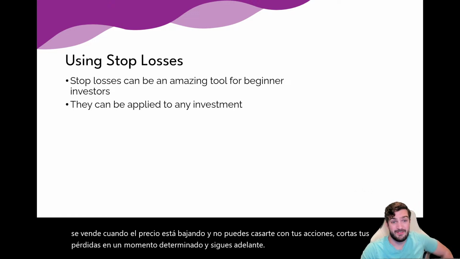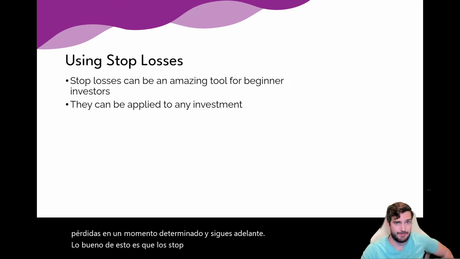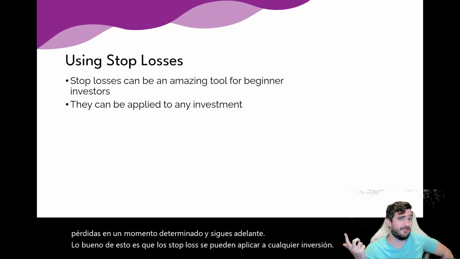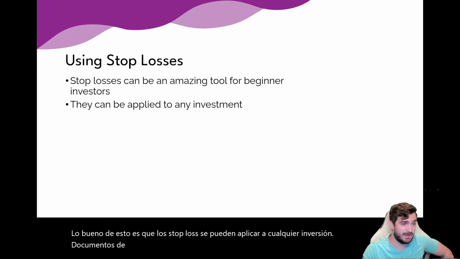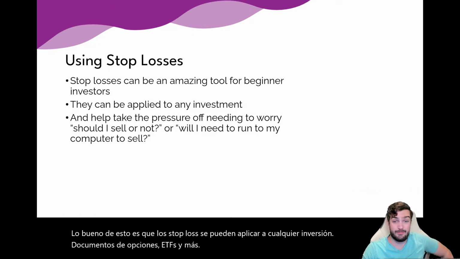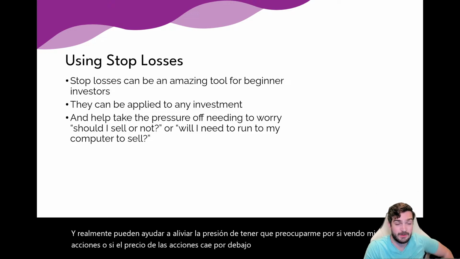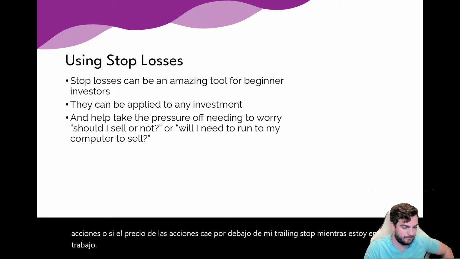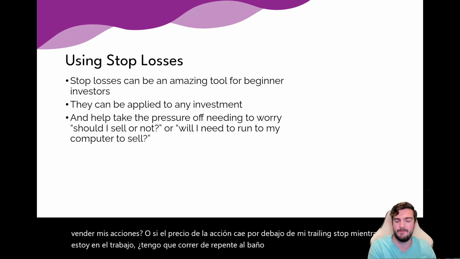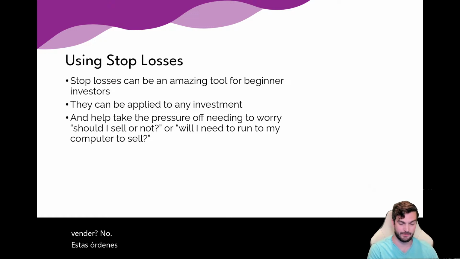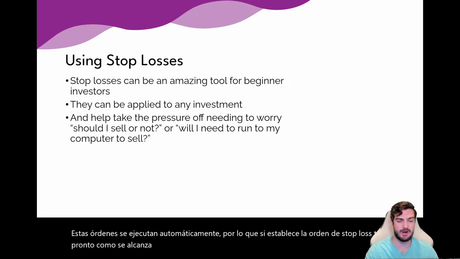The beauty of it is stop losses can be applied to any investment, options, stocks, ETFs, and more. And they really can help take the pressure off needing to worry about, should I sell my stock at all? Or if the stock's price falls below my trailing stop while I'm at work, do I have to suddenly run to the bathroom and start going on my phone to sell? No. These orders execute automatically. So if you set the stop loss order, as soon as the condition is hit, you sell for market price and you're out.